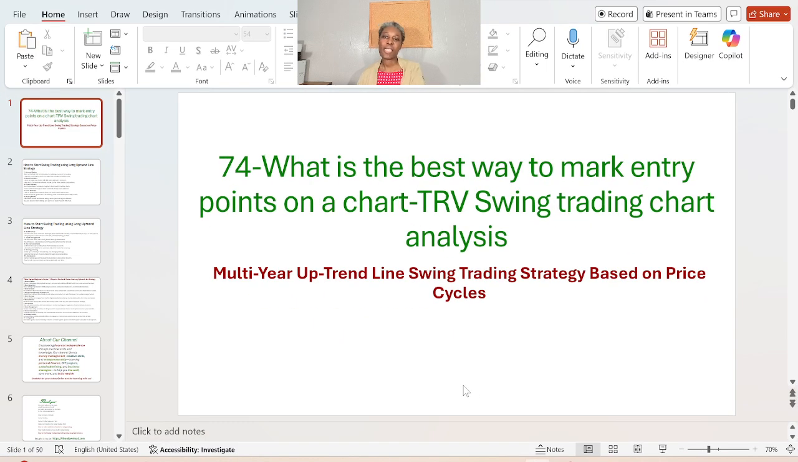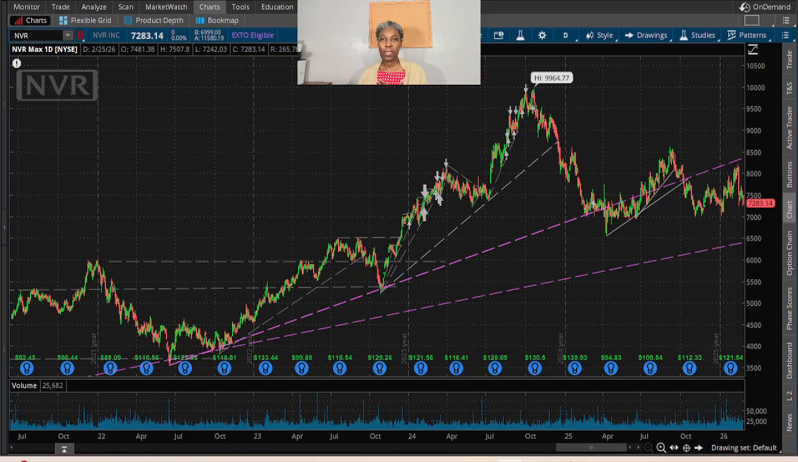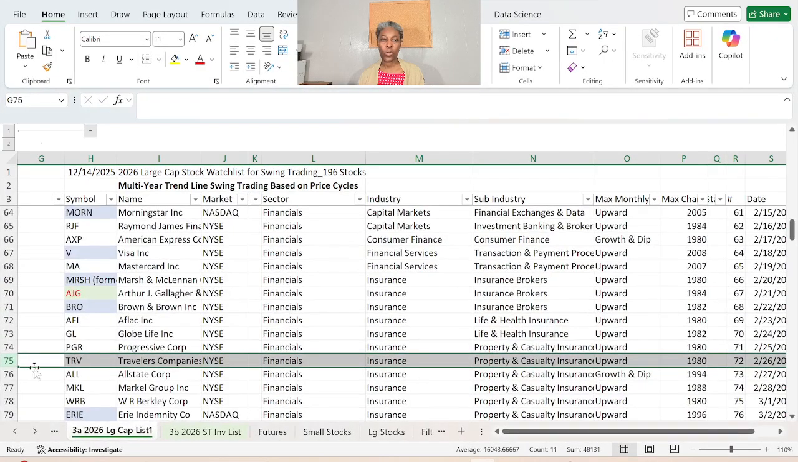Hello, what is the best way to mark entry point on a chart? For me, the best way I found to mark entry point on my chart is to place an arrow underneath the bar of the day I made the purchase. For instance, we are going to analyze TRV today as of February 26, 2026.